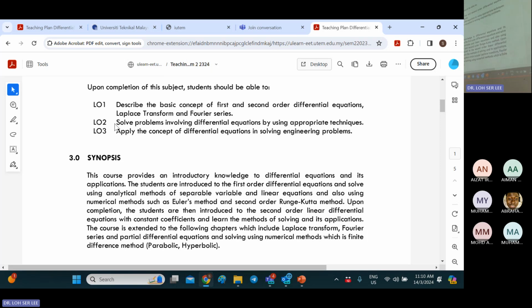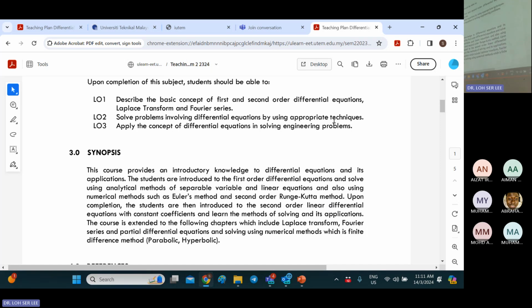Learning outcome number 2: you will know how to solve problems that involve differential equations by using appropriate techniques, because different differential equations need different methods or techniques. And the last learning outcome is you will know how to apply the concept of differential equations in solving engineering problems.